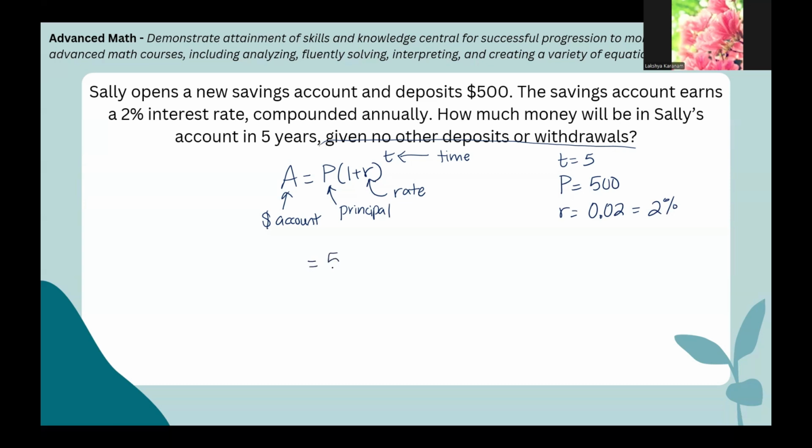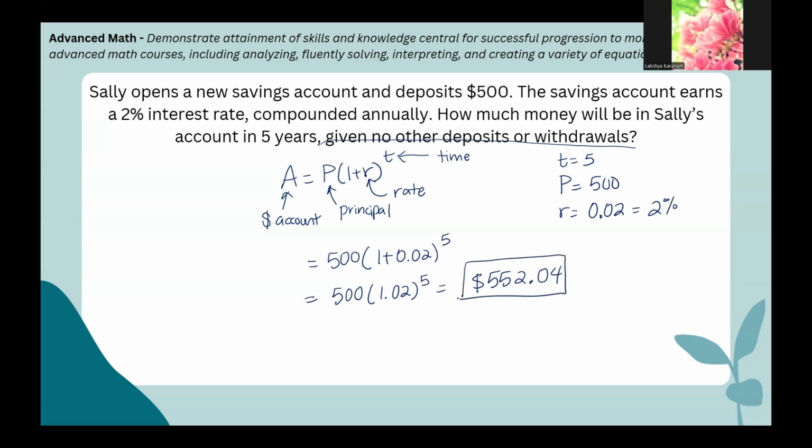So we have the principal, 500, times 1 plus 0.02 to the 5th power. And you can literally plug this expression straight into the calculator. And when you do that, you will get $552.04. Okay, that is the amount that she's going to get. So in other words, she has made $52.04 in interest. So that's the cool part about opening up a savings account, right?